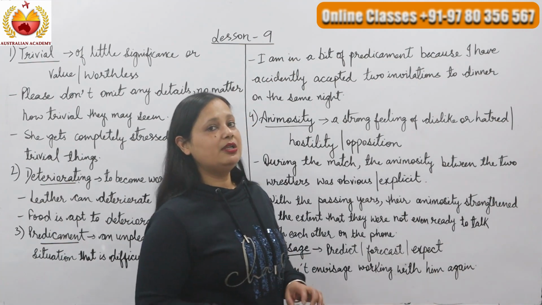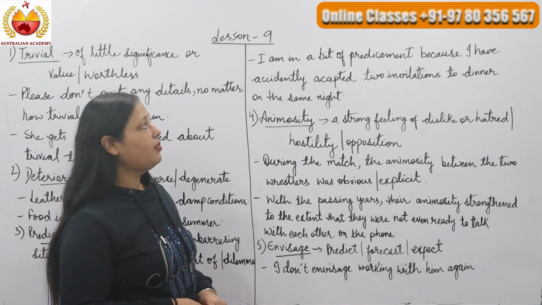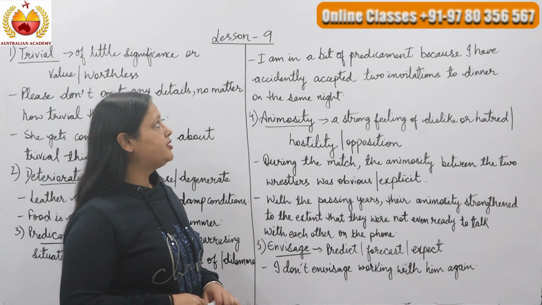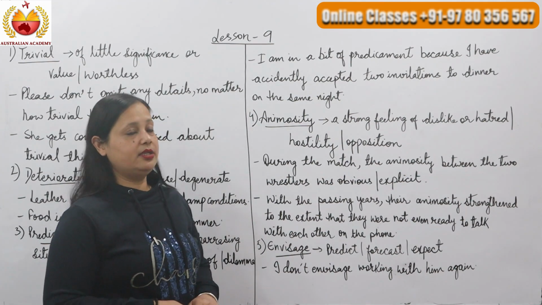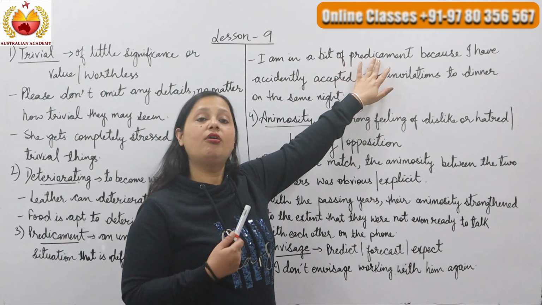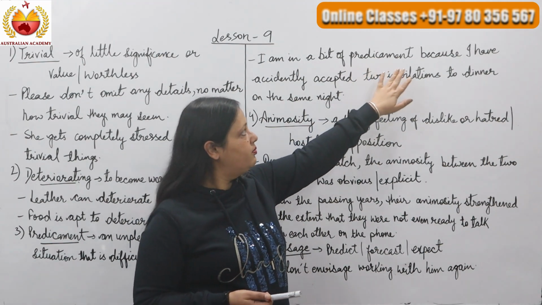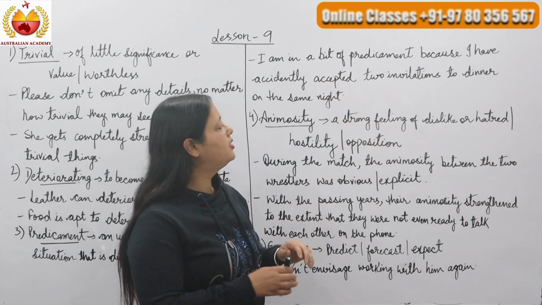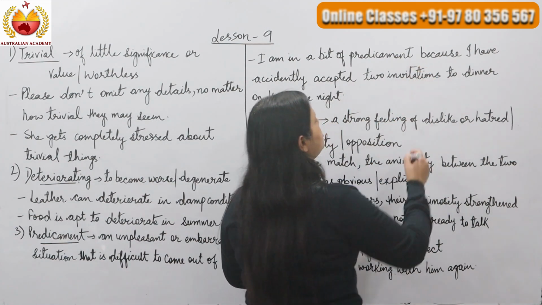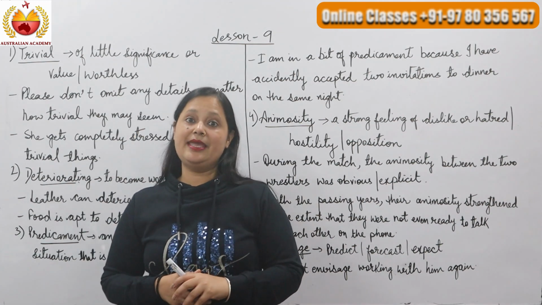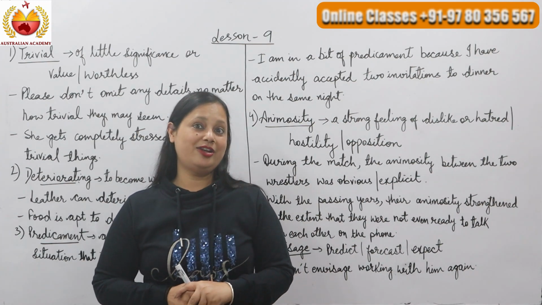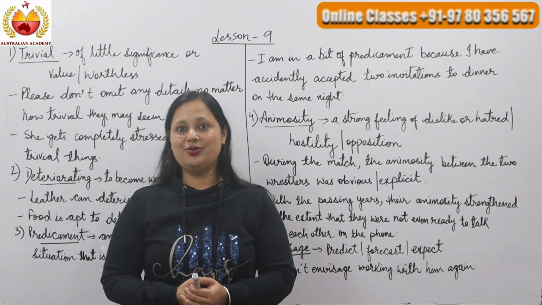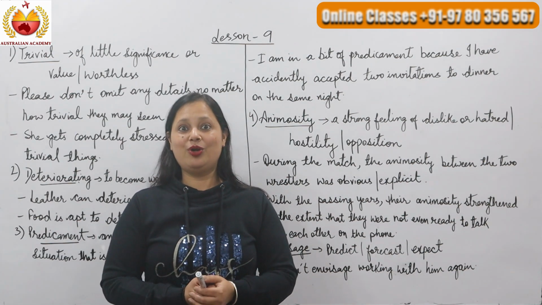I hope the sentence will make it clearer to you. So the sentence that I have taken for this particular word is, I'm in a bit of a predicament, means I'm in a bit of confusion because I have accidentally accepted two invitations to dinner on the same night. So since I cannot attend both of the dinner parties on the same night, now I am in quite a confusion. I am in a dilemma about what to do.